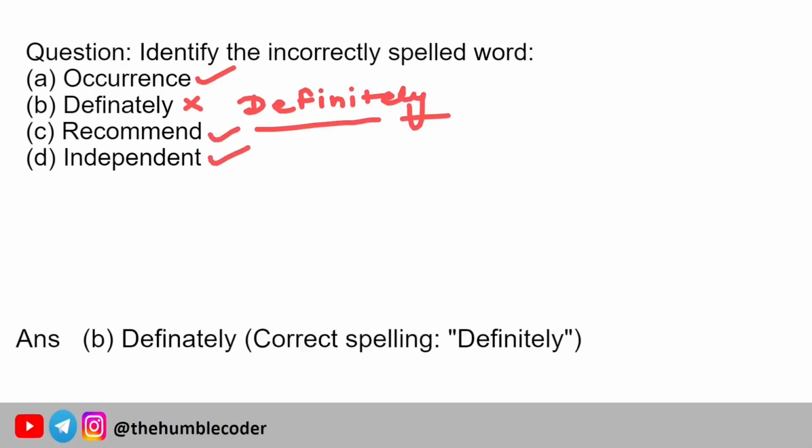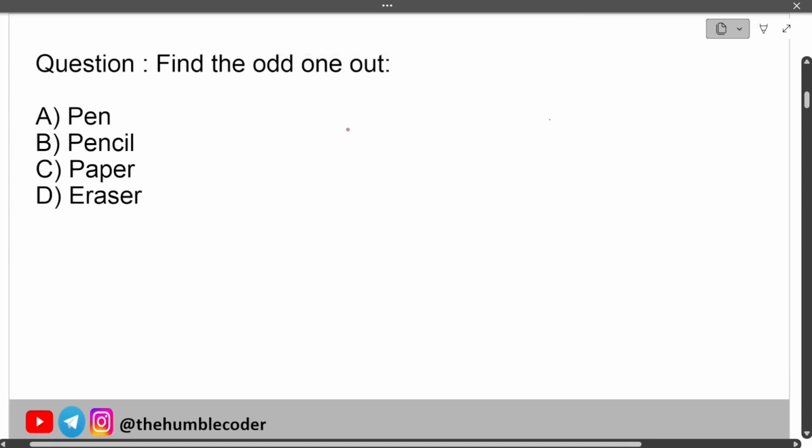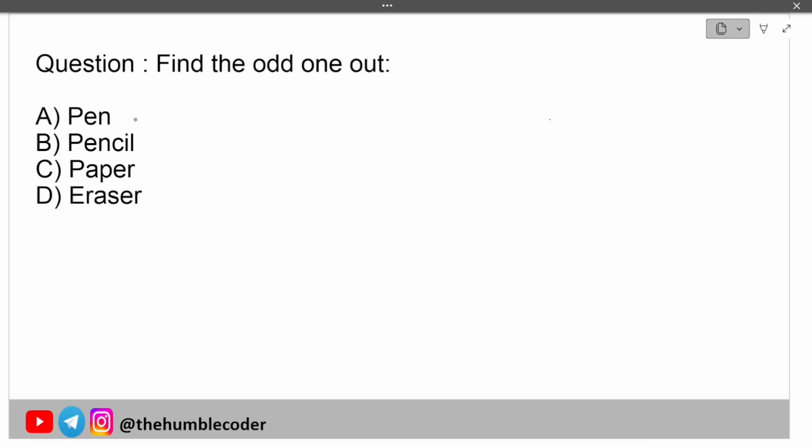Moving on to the next question. Let's look at the first question. This one, let's see what is the question that we have. Find the odd one out. We have been given four different options and we have to find the odd one out of these options. The options are pen, pencil, paper, and eraser.